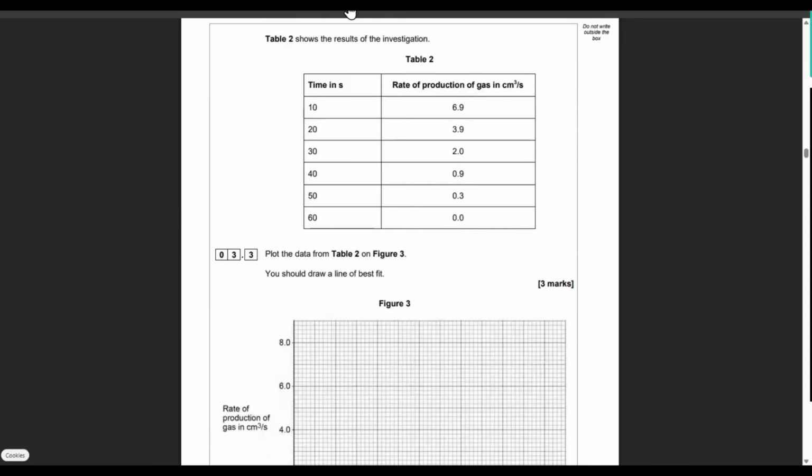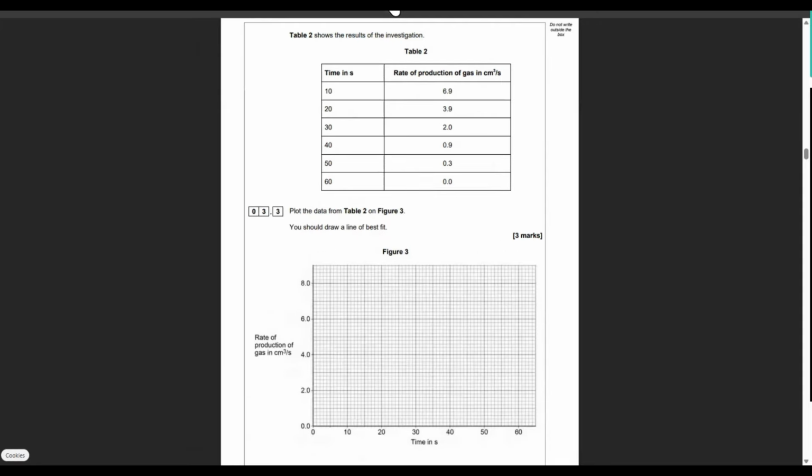Okay, we've got a little graph. Table 2 shows the results of this investigation. We've got time in seconds, and that is the x-axis. And then on the y-axis, we've got rate of production of gas in centimeter cubed. Don't forget that the y-axis is always the dependent variable, what you measure, and the x-axis is what you're changing. So plot the data from table 2 on figure 3. You should draw a line of best fit.